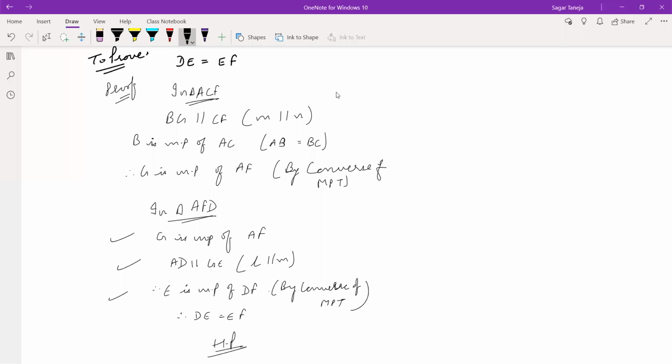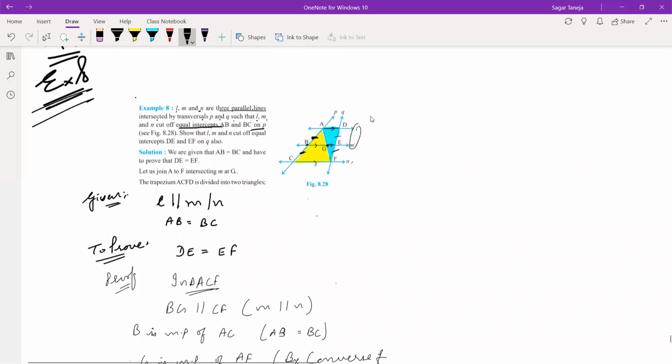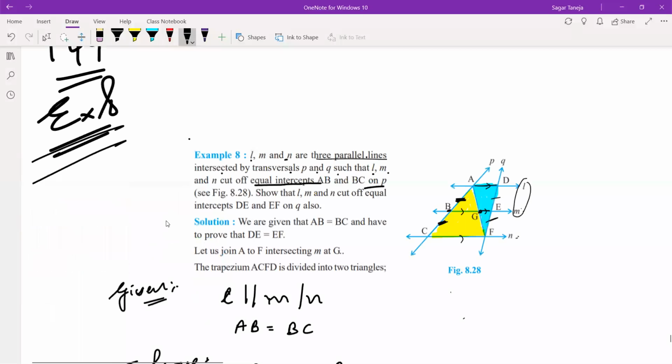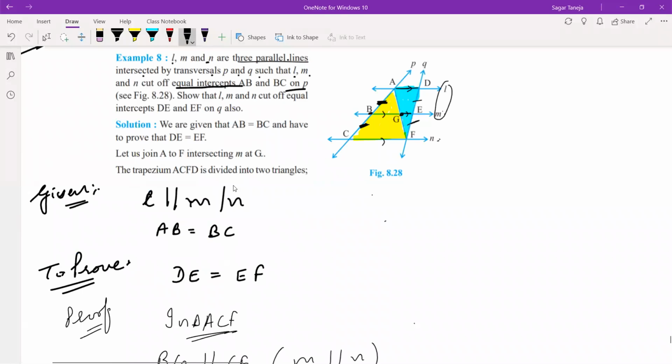Okay, I'm repeating it again. If you want to understand, you can understand only with the help of the figure. See the diagram. It is given that B is the midpoint of AC. Why? Because AB is equal to CB. You can even see the solution side by side. First of all, we have written that L, M, and N, these three lines, are parallel to each other. And after that, AB and BC are equal, because it is written here that equal intercepts AB and BC have been made.